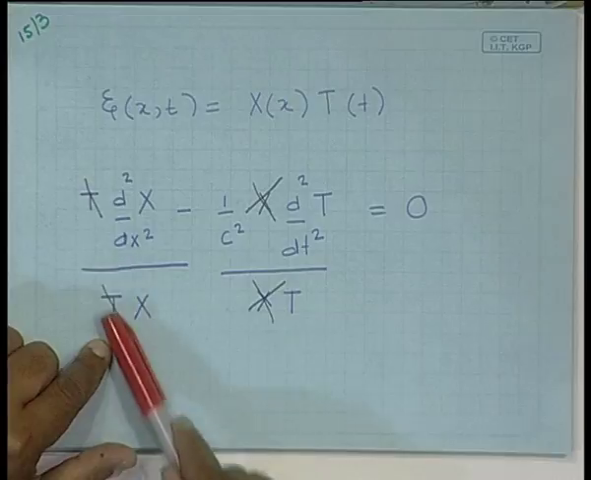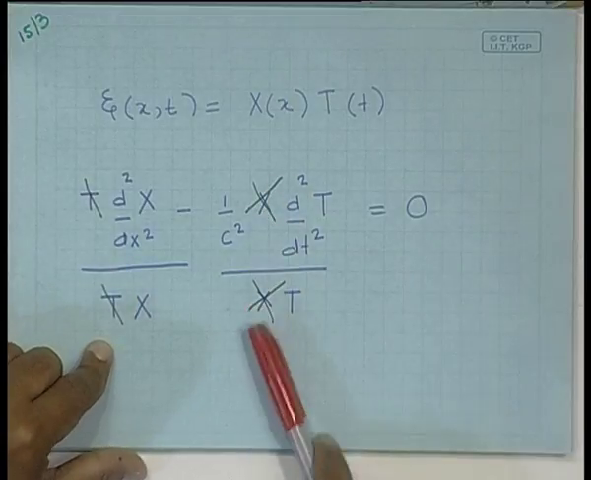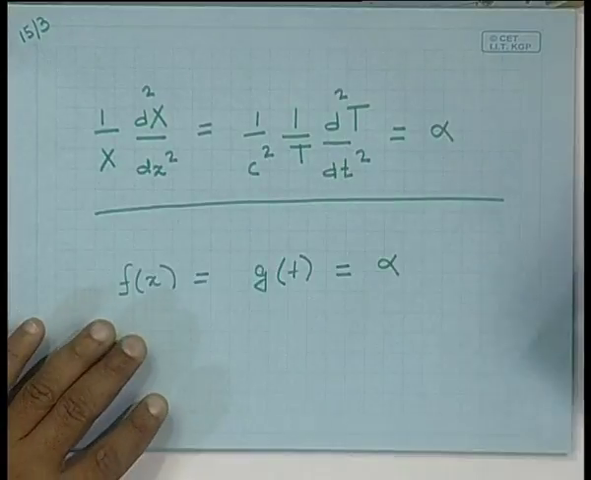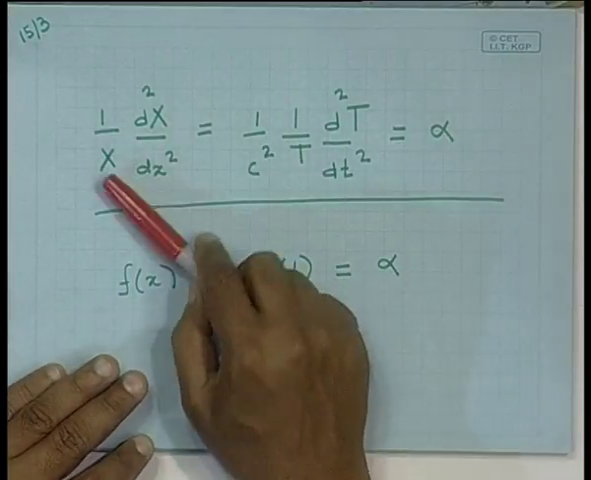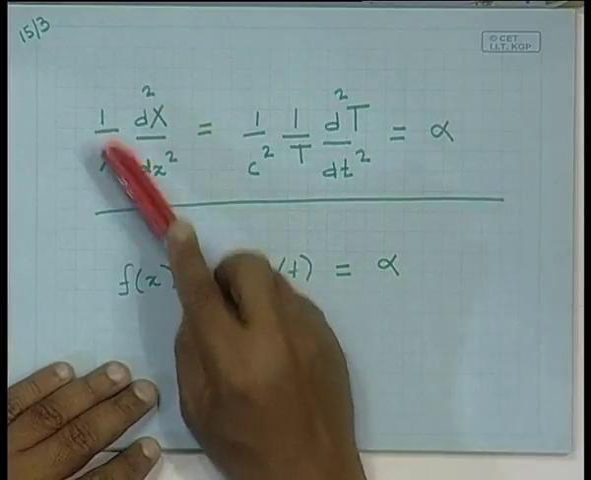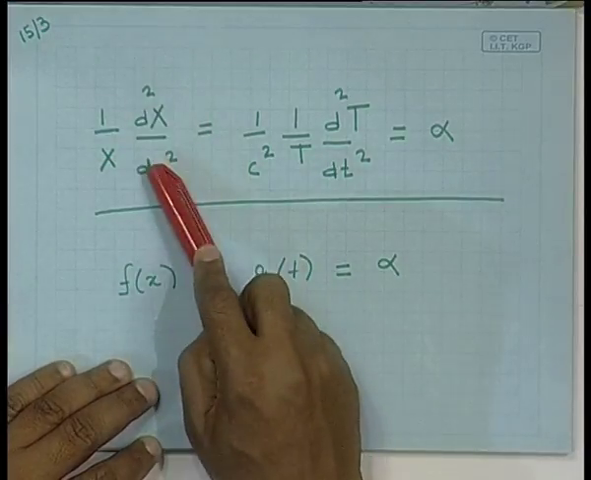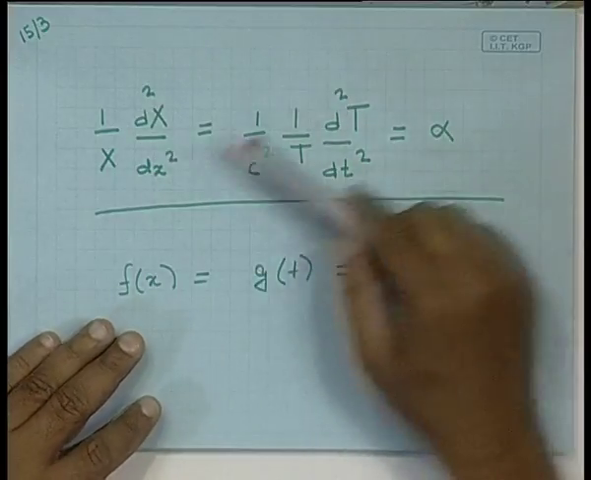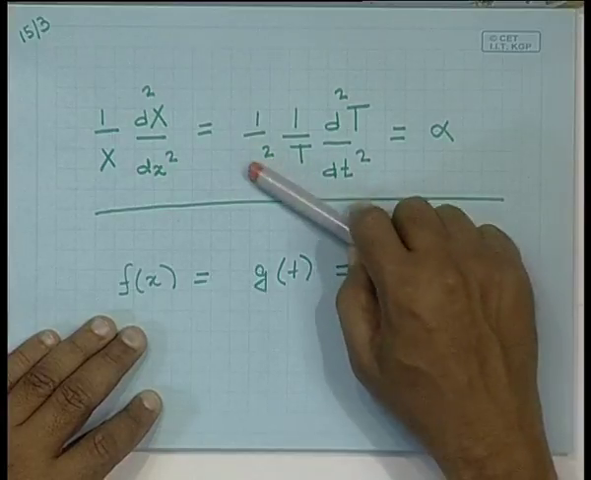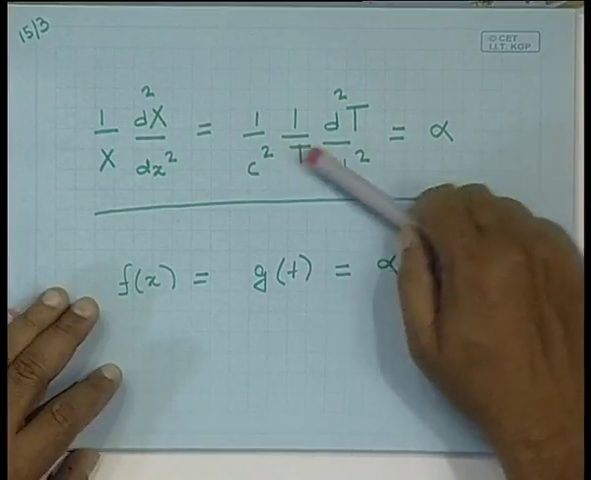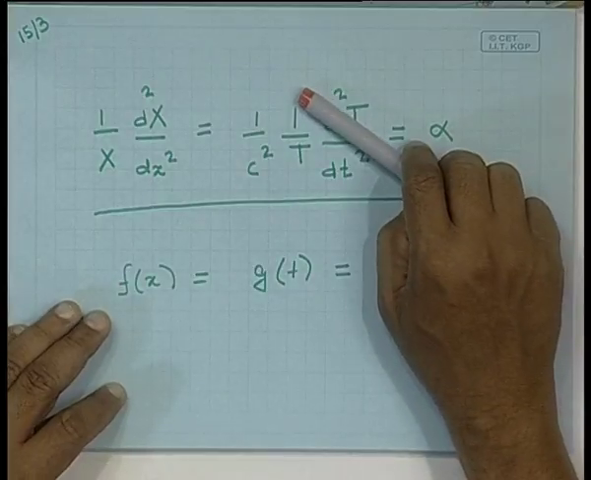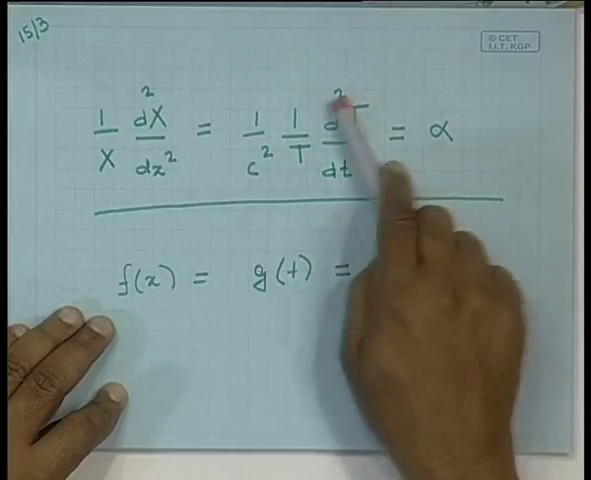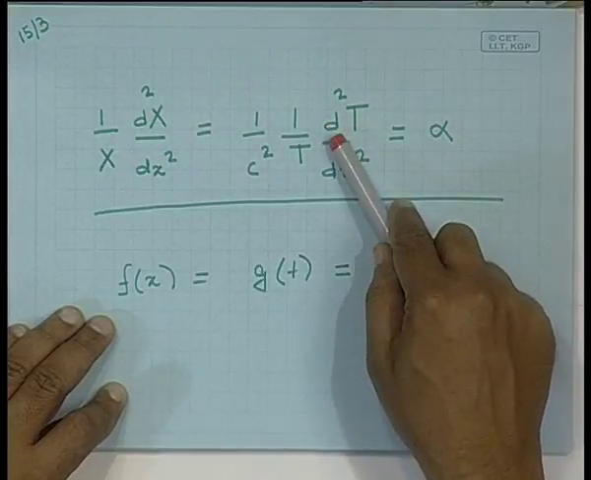So, the factor of t over here cancelled out and the factor of x over here cancelled out, and you are left with the equation that 1 by capital X, the second derivative of capital X with respect to the variable small x, is equal to 1 by c square. c is the phase velocity of the wave in that medium, into 1 by capital T, the second derivative of capital T with respect to time. So, what we see is that this is equal to this.